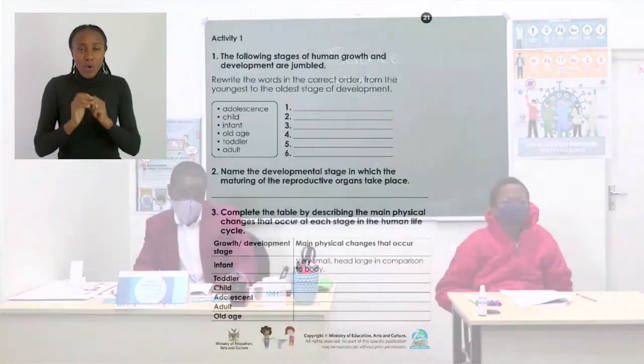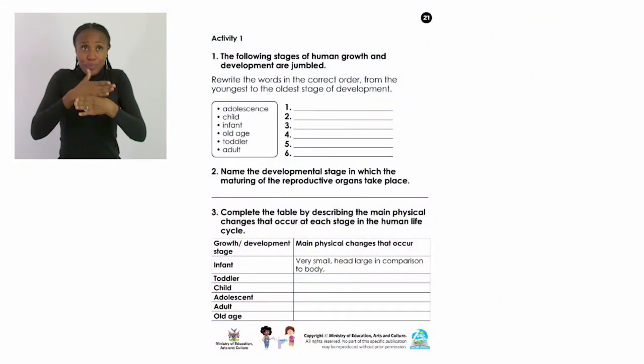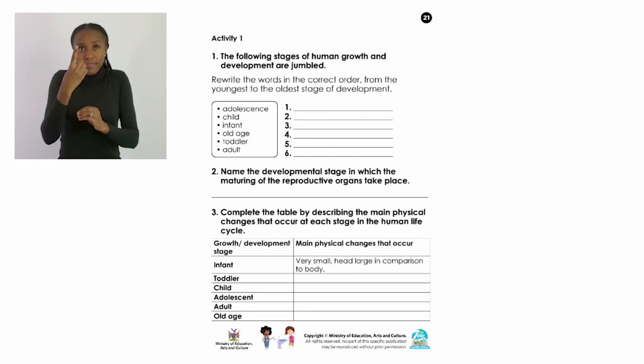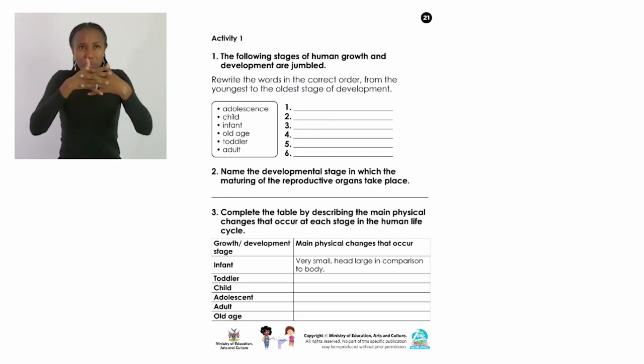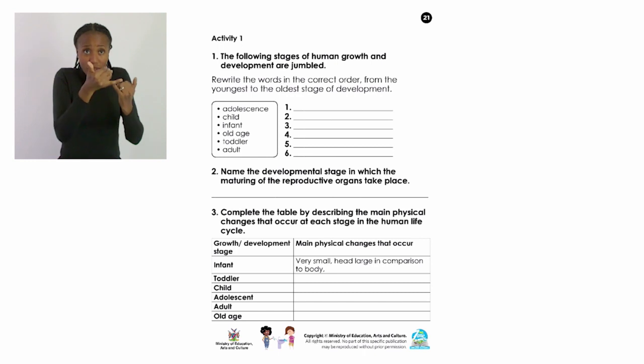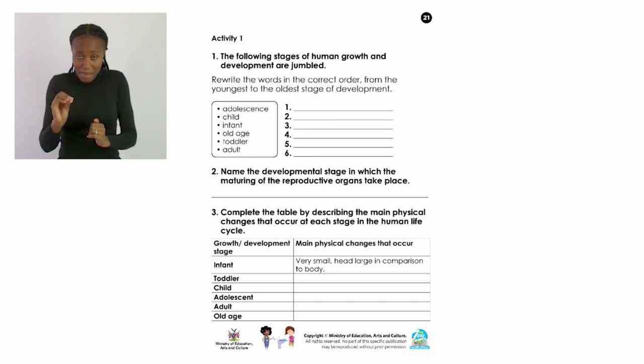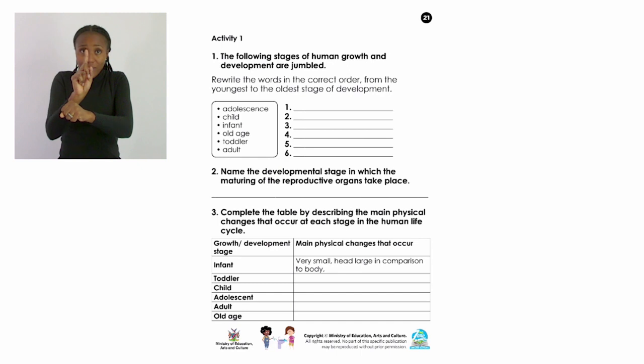Let's go to page 21, activity 1 for the day. Question 1. The following stages of human growth and development are mixed up. Now, we want you to rewrite the words in the correct order, from the youngest to the oldest stage of development. You have them on the left, all of them written down. Now we want you to write them in order from which one comes first in somebody's life until the last one.